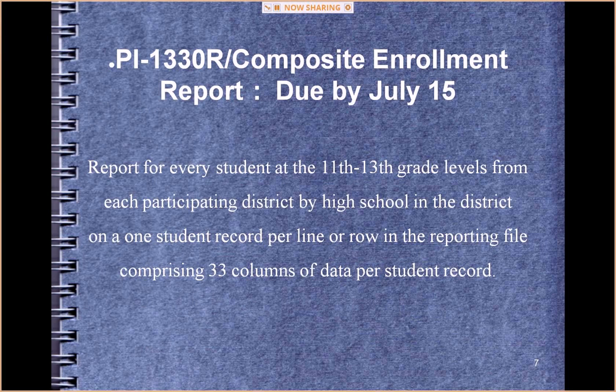The Composite Enrollment Report is a report for every student in grade 11 through grade 13 from each participating district by high school in the district on a one student record per line or row in the reporting file comprised of 33 columns of data per student record. We'll get into more of that in just a minute.